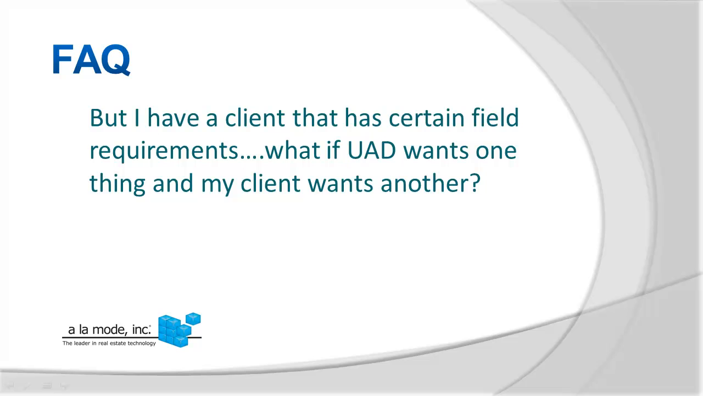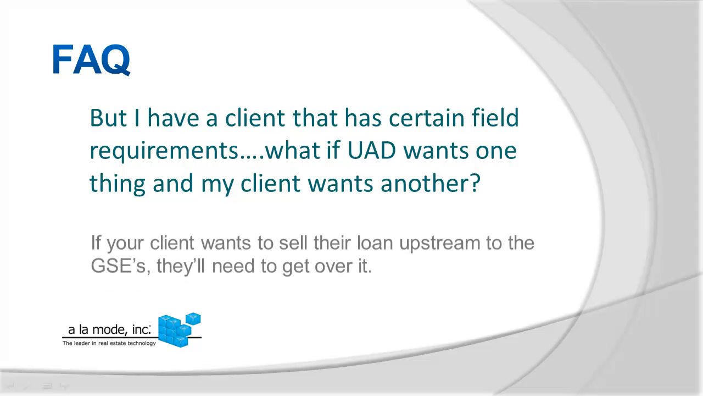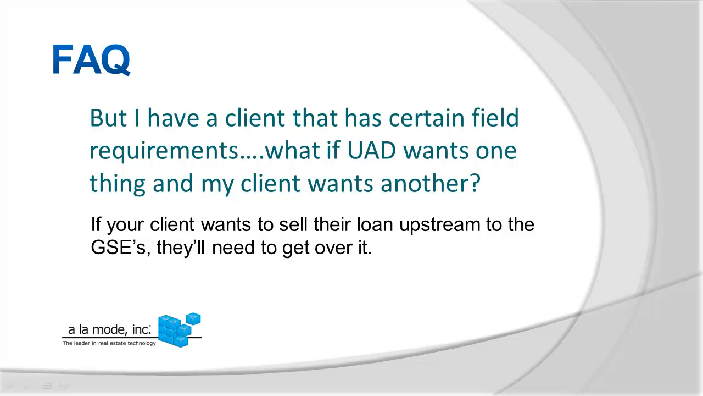Very common question here. What happens if UAD wants one thing and my client wants another thing in a particular field? Well, I can't be more clear about this. Can't be more plain. If your client wants to sell their loan, it has to be UAD compliant. The appraisal has to be, which means they're going to need to get over that.